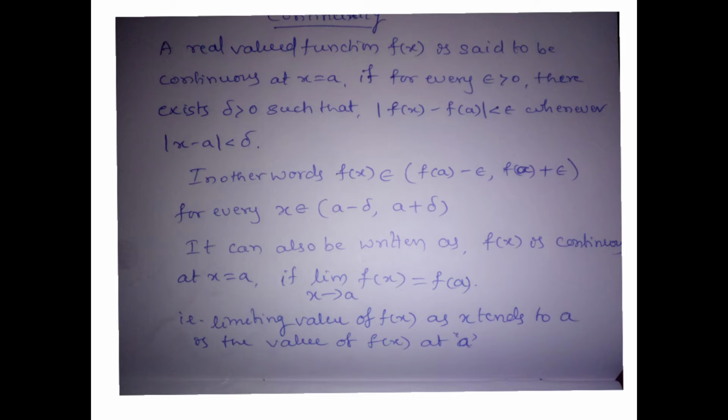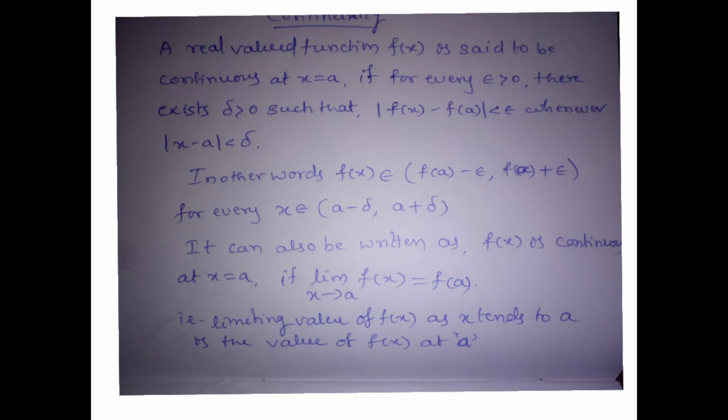A real world function f(x) is continuous at x equal to a if for every positive number epsilon greater than 0 there exists delta greater than 0 such that the modulus of f(x) minus f(a) can be made less than epsilon whenever the modulus of x minus a is less than delta.